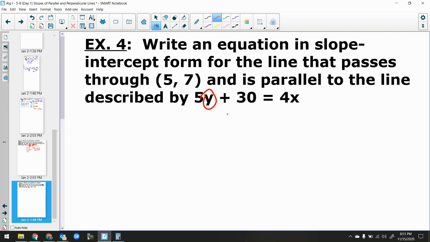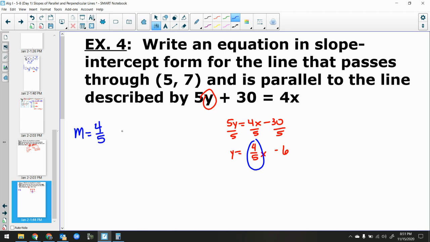All right, so let's solve for y. I'm going to subtract the 30 over to the other side. 5y is equal to 4x minus 30. I divide by 5. So y is equal to 4/5 x minus, I don't really care, I mean, it's 30 over 5, which is 6. But I really don't care about what that y-intercept is. All I care about is what the slope is. I care that the slope is 4/5 because that's my new line's slope as well.